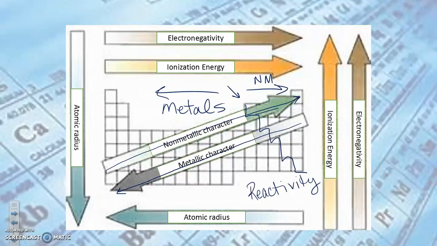The further from the staircase you are, the more reactive the elements become. Close to the staircase, little reactivity. Further from the staircase, more reactive. The only exception to the rule is the noble gases. Why? Because they are unreactive. There's always an exception to the rule in chemistry. Y'all should know that by now.